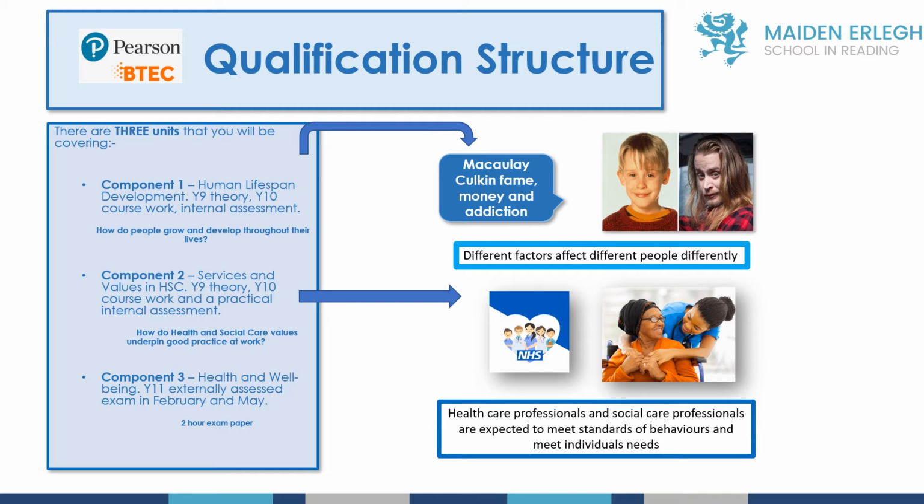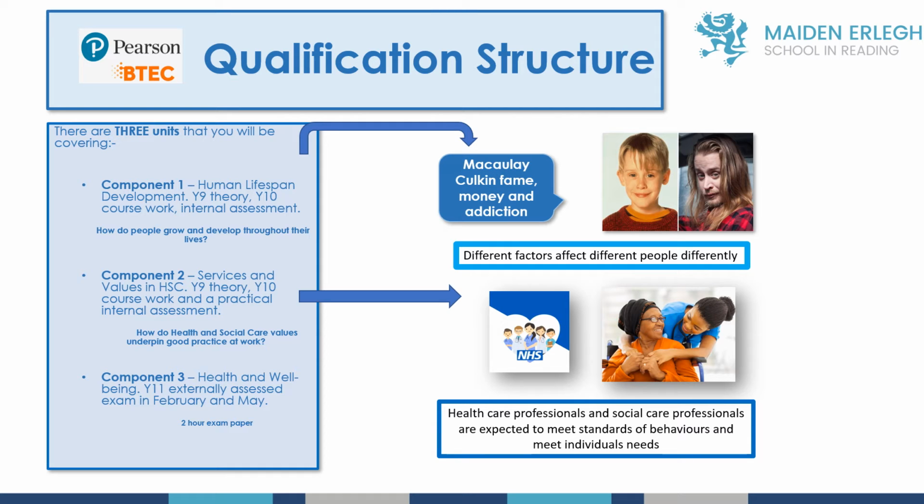As you can see, the qualification is broken down into 3 units. Component 1 is known as human lifespan development. Component 2 is your services and care values. And component 3 is your health and well-being. Component 1 and component 2 are components we deliver in year 9 and 10. Year 9 is the theory side of each of those components, and year 10 is the coursework side, which is an internally assessed piece of work.